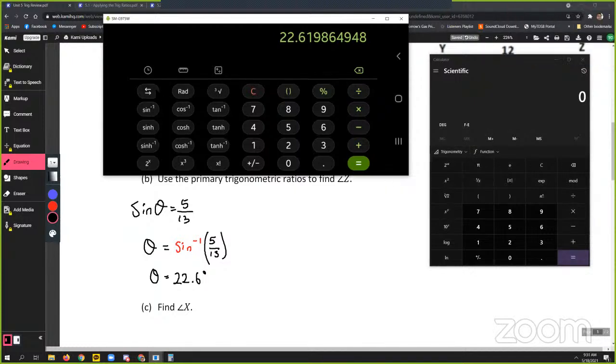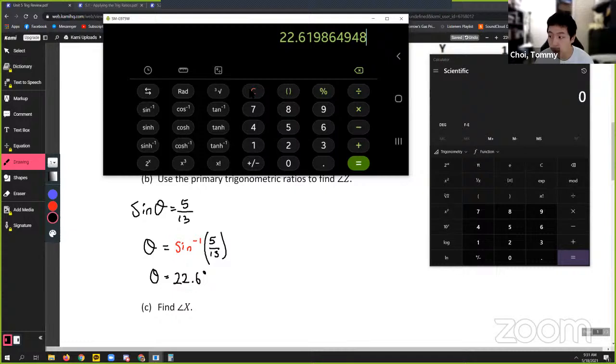Yes, sir. How many decimal places do we need to put in? Assume 1 decimal place, unless I tell you otherwise. So we have 22.6 degrees.